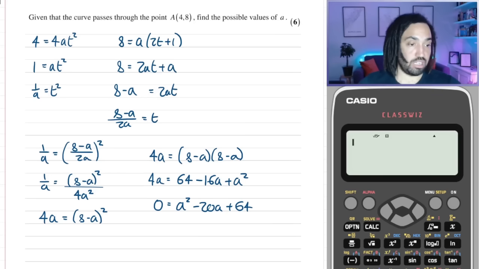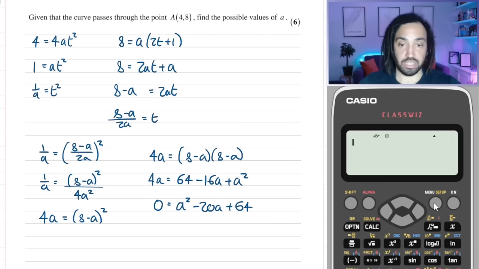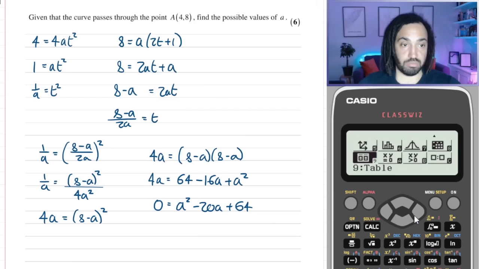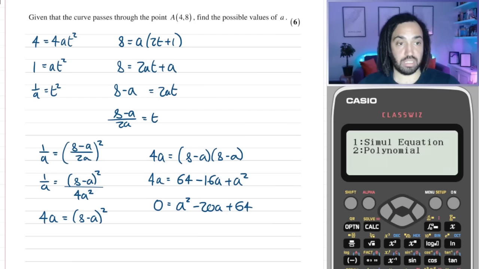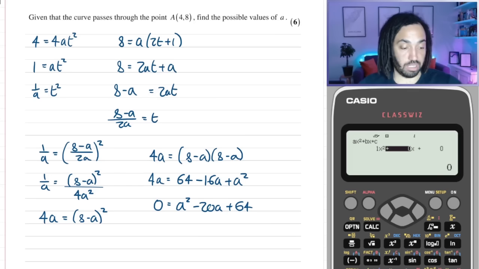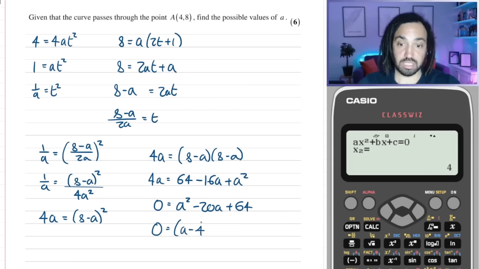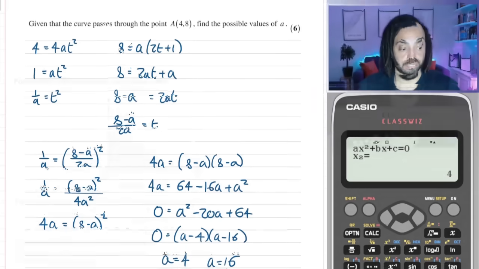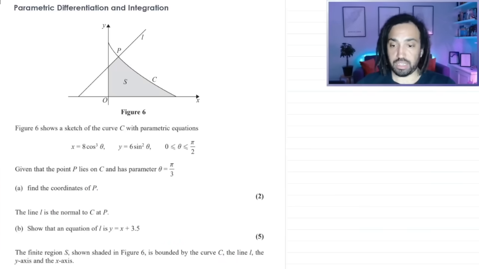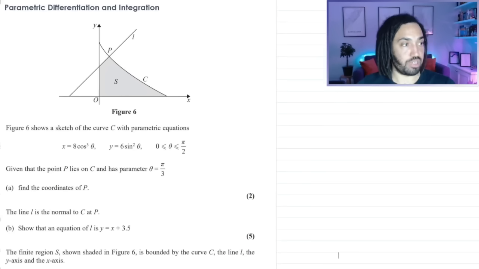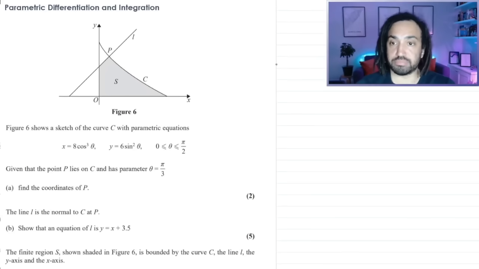Okay, great. This is a quadratic, so I can just solve this on my calculator. And that is going to give me 1, minus 20 and 64. Okay, great. 16 and 4. Probably should have known that. But hey ho. So a is equal to 4, a is equal to 16. Perfect. Okay, the final boss, parametric differentiation and integration.